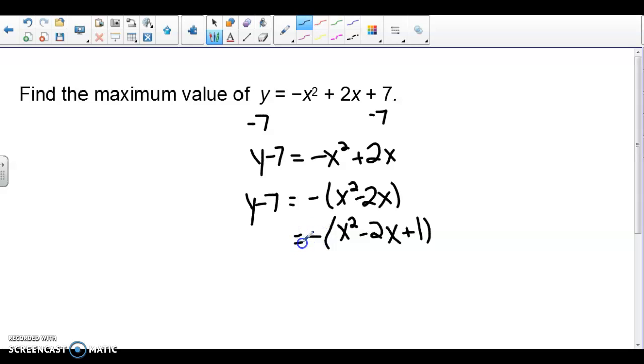So now, here's the thing. I added 1 inside the parentheses, but there's a negative sign in front. So did I really add 1 to the right-hand side of the equation, or did I subtract 1? Well, the answer is I subtracted 1 from the right-hand side of the equation, because since I have plus 1 inside the parentheses, after I distributed this negative, it would turn into a minus 1, so I really subtracted 1 from the right-hand side, so I now have to subtract 1 from the left-hand side, give me y minus 8.